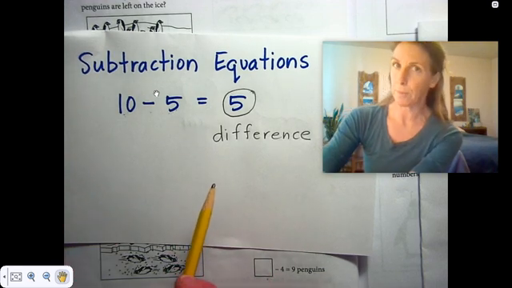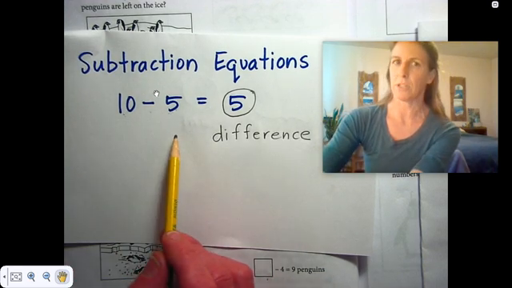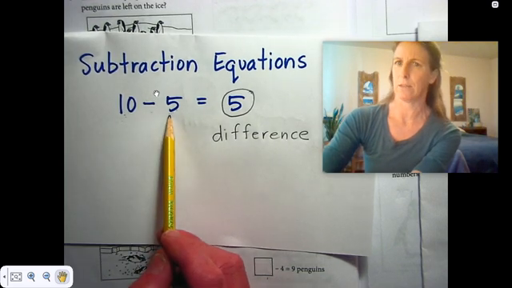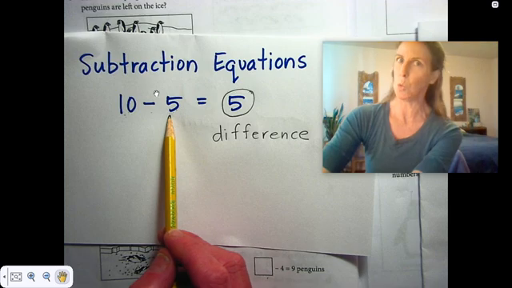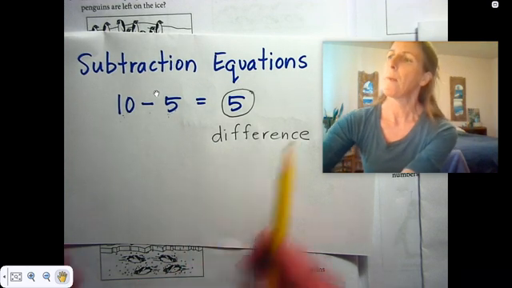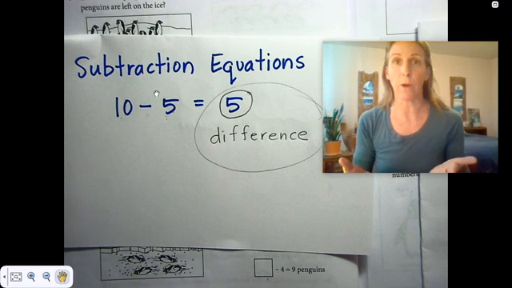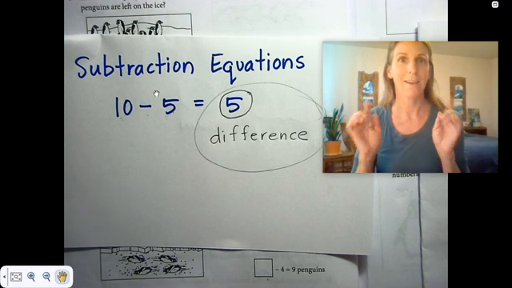Now, the names for these numbers right here, they're kind of long, and I'm not going to go over them right now by writing them out. I'll just tell you that this is called the minuend, and this is called the subtrahend. Pretty cool math words. But I want you to focus on knowing this. The answer to a subtraction problem is the difference.